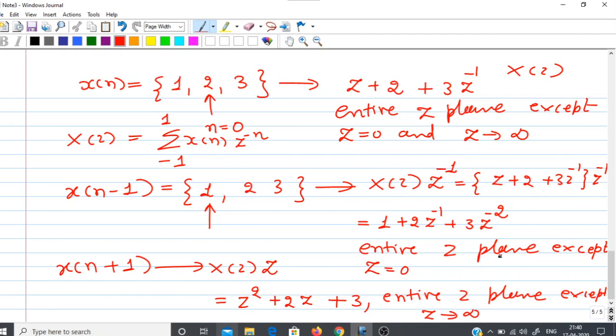So now we are seeing that in the Z transform of the original x(n) sequence, both the points, z equals 0 and z tending to infinity, were not there in the ROC. But in the ROC of X(z) into z, the point z equals 0 is included, and the only point which is not there in the ROC is z tending to infinity. So this is the time shifting property, and using it, we can also find the Z transform of some other important sequences. Now take one more example.